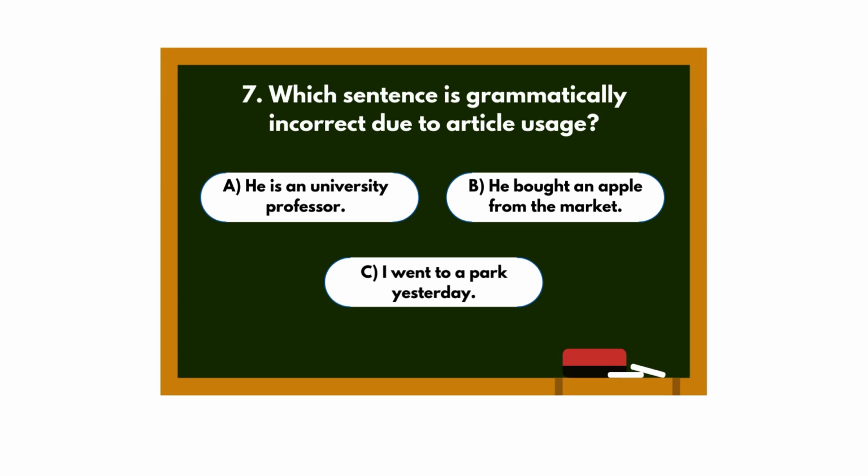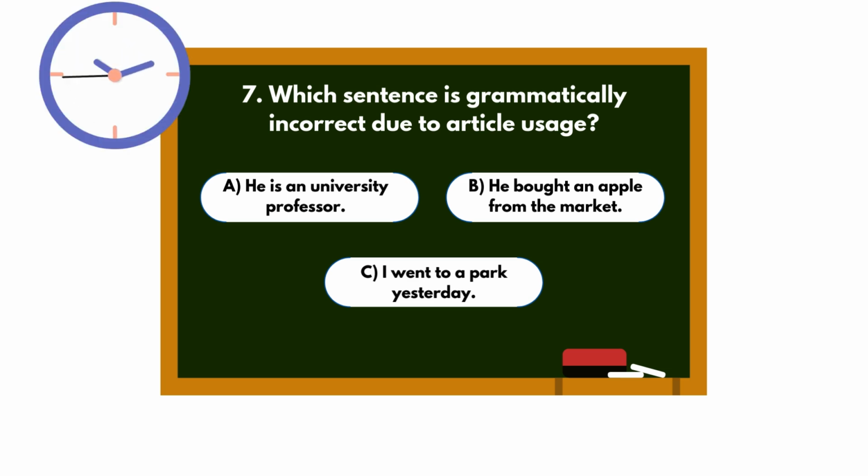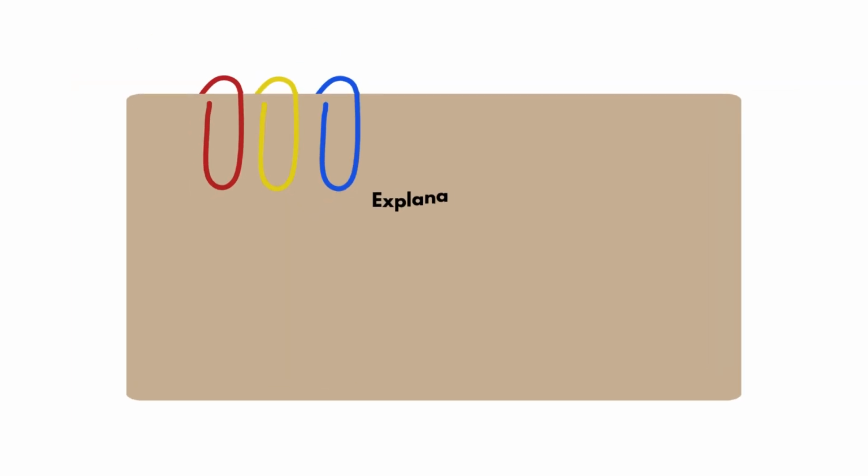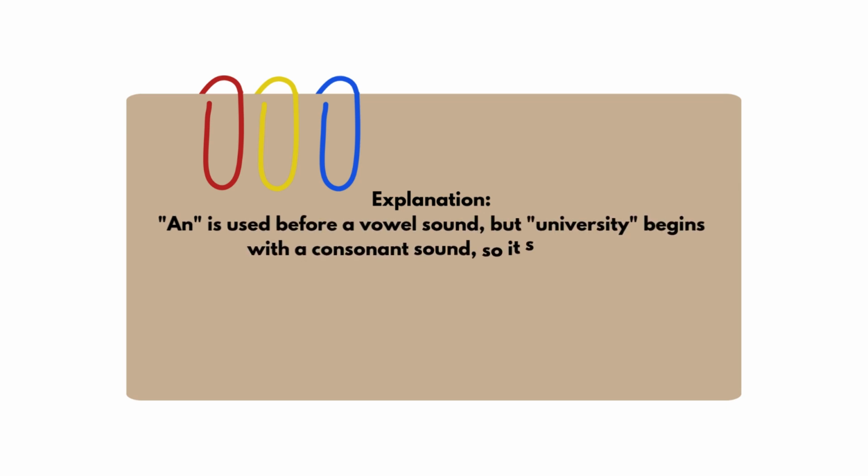Question number 7. Which sentence is grammatically incorrect due to article usage? Option A, he is an university professor. Option B, he bought an apple from the market. Option C, I went to a park yesterday. The correct answer will be option A, he is an university professor. Explanation: an is used before a vowel sound, but university begins with a consonant sound, so it should be a university professor.